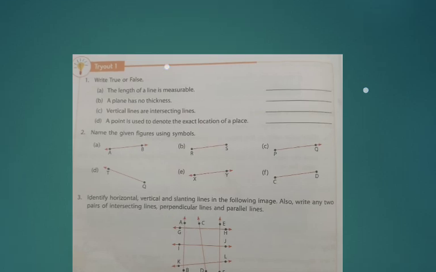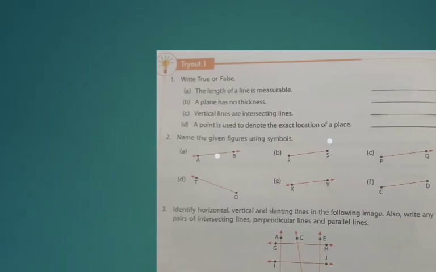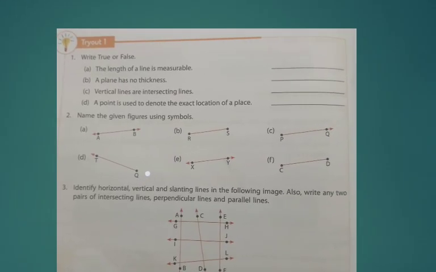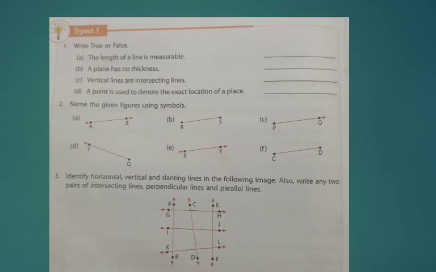Now you see, try out one in this chapter. Write true or false. First question: the length of a line is measurable. Say true or false. Can you measure the line?